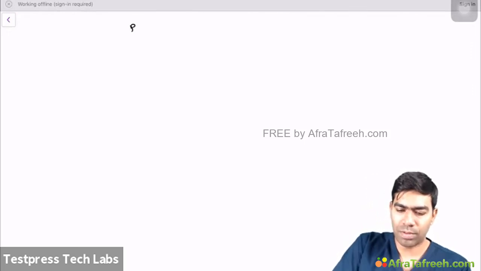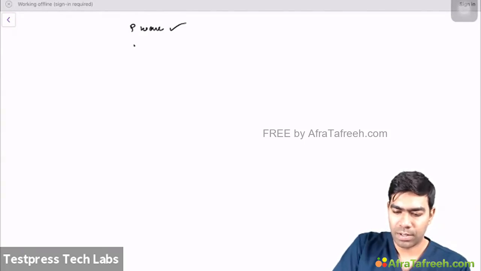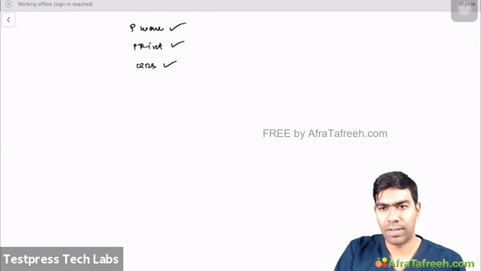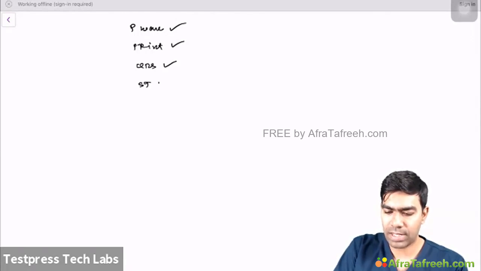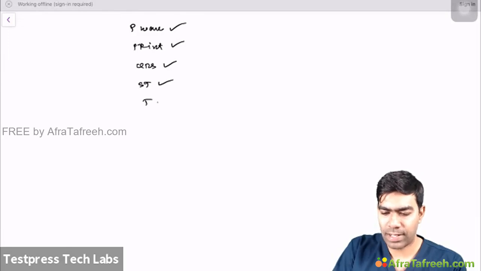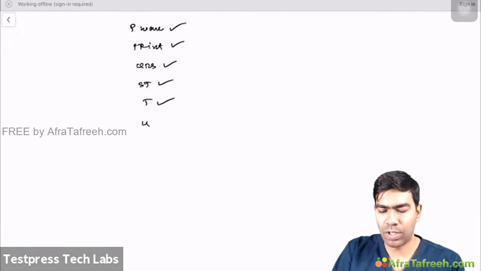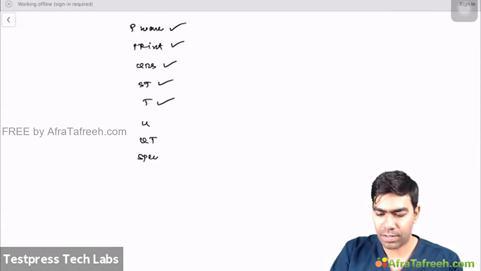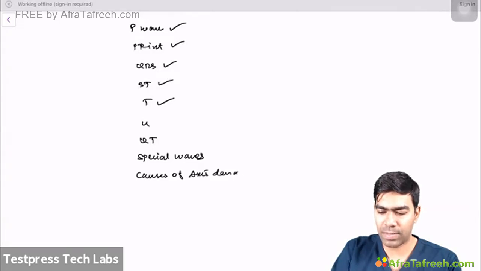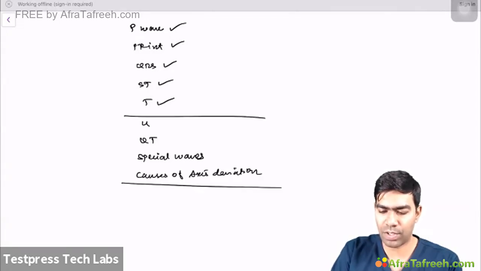So right now, P wave done, PR interval done, QRS done, which is the biggest of all. Then we have done the ST segment. We have done the T wave, and we still have to do the U wave. We have to do the QT interval. We have to do the special waves, basically. And finally, we have only one more thing left: causes of axis deviation. Because we did the axis, but we are not yet done with the causes of axis deviation. So we are going to do the causes of axis deviation.